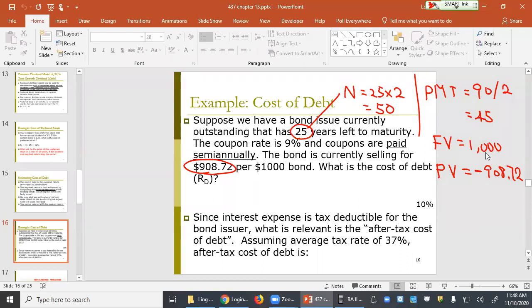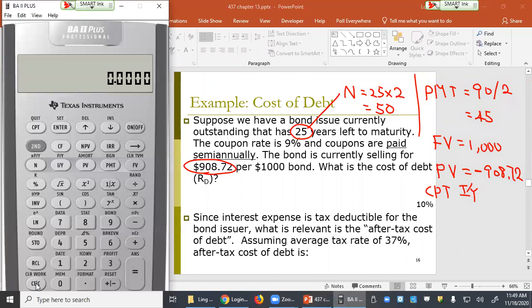Right, so we'll have entered input for the other 4 variables. Now we can simply compute for our IY. Now, if I plug in those numbers, I need to make one final modification. N is 50, payment is 45, par value or future value is 1,000, and present value, 908.72, is the cash outflow. So when I press compute IY, I am not quite done. There's one last step that I need to take.